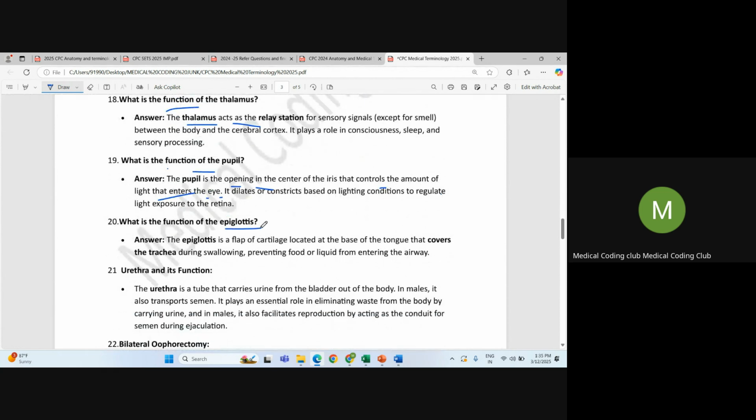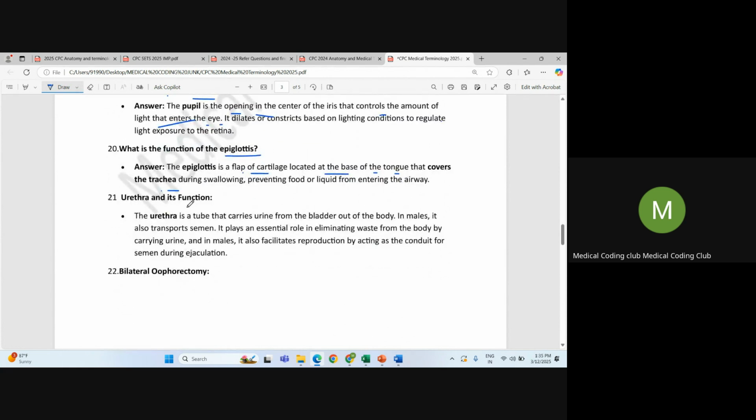What is the function of epiglottis? Epiglottis is a flap of cartilage located at the base of the tongue and covers the trachea during swallowing. Urethra and its function. Please check both urethra and ureter, as we do have questions on ureter and also urethra. Urethra is a tube that carries urine from the bladder out of the body.